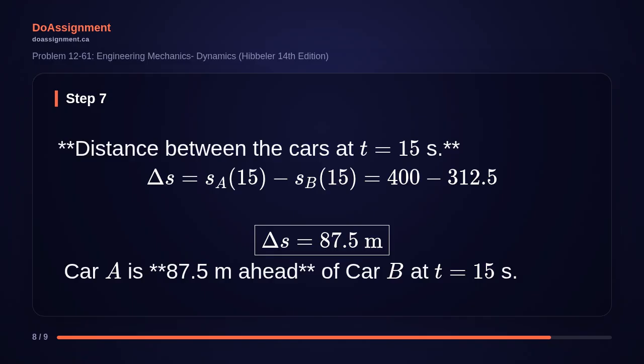Subtracting Car B's position from Car A's position, 400 minus 312.5 equals 87.5 meters. So at 15 seconds, Car A is 87.5 meters ahead of Car B.